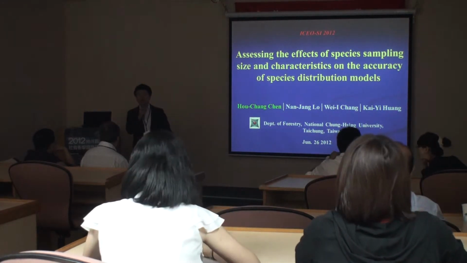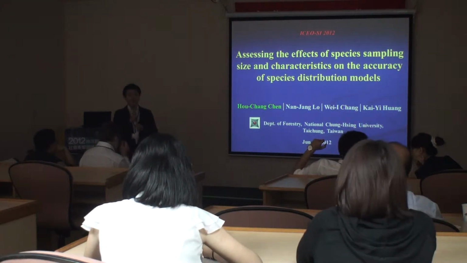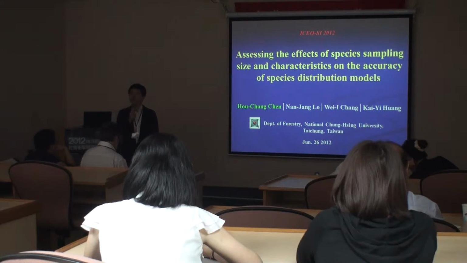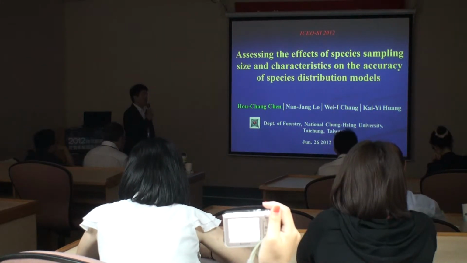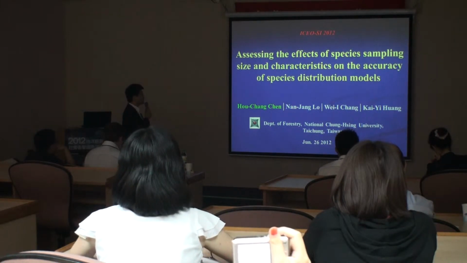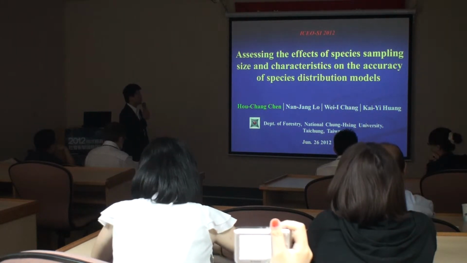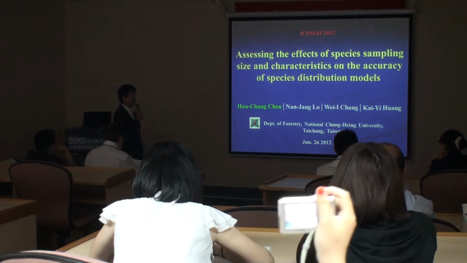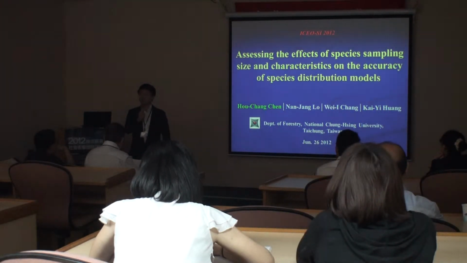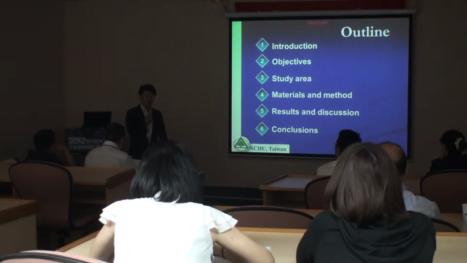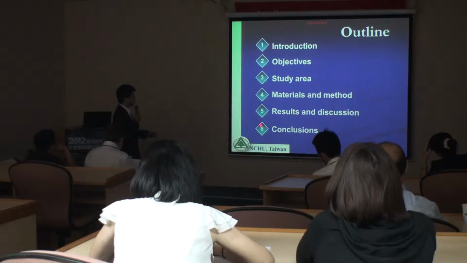Sorry. Hello, everyone. My name is Chen Chang. I'm from Taiwan, a graduate student of the Department of Forestry, National Zhongxing University. Today, I would like to talk about assessing the effects of species sampling size and characteristics on the accuracy of species distribution models. If you have any questions, I'm happy to answer them at that section. I will divide my presentation into 6 parts, from introduction to conclusion.